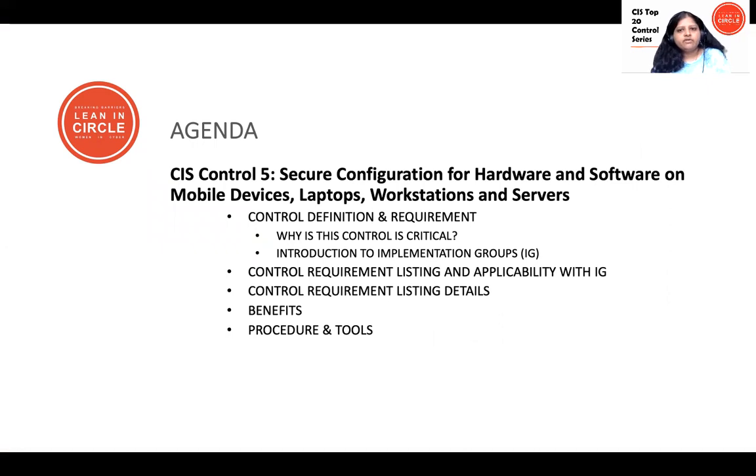So the agenda for today: we will be covering the control definition and requirement. We will talk about the goal of the control, and why this control is so critical. Then we will cover the implementation groups and their applicability to the control, and how the organization should have their posture with this particular CIS Control 5. We will deep dive into the control requirements listing, with an example of how this can be implemented well in an organization.